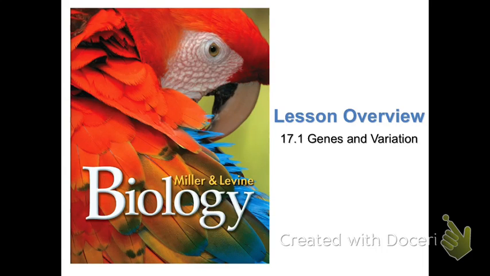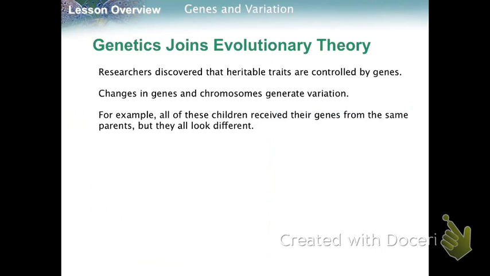Here we are back to genetics, genes and variation, as it relates to evolution. At this point, we have genetics joining evolutionary theory. You saw a little bit of that with the antigen-antibody reaction in the lab. What we were looking at there was proteins reacting with one another, but then scientists have taken it one step farther and they've looked at the genes. Changes in genes and chromosomes give us that variation.